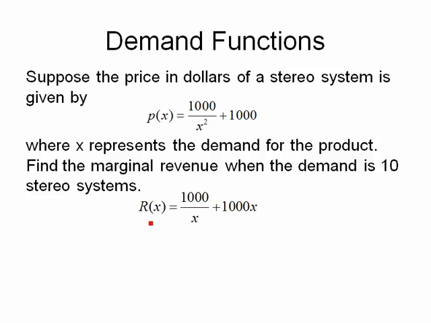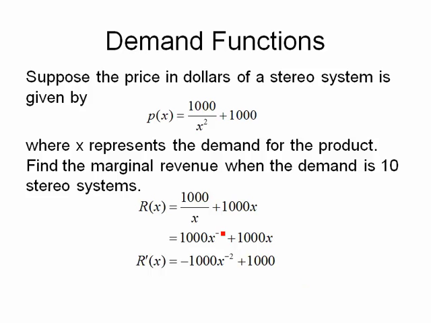I'm going to write down my revenue function here and take the derivative. But before I can take the derivative, I haven't shown you how to do division. But remember, an x on the bottom is the same as x to the minus 1, so 1,000 over x is the same as 1,000 x to the minus 1. Now that's of the form x to the n, and I can go ahead and use my power rule. And 1,000x is the same as 1,000 x to the 1. I can do the power rule on that also.